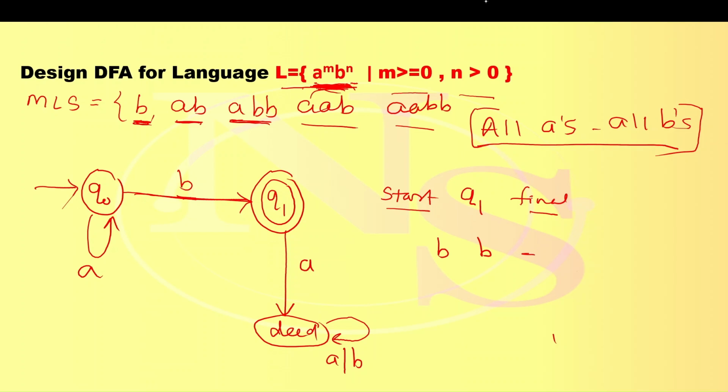Q1 is looking for a single B? No. Q1 is looking for double B also, triple B also, or many B's are possible. Starting to Q1, this path contains B. Now check, are these valid strings? Double B is allowed.